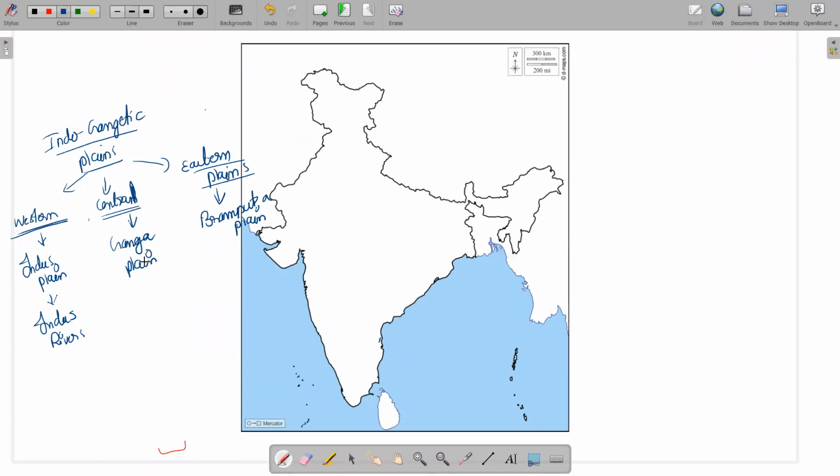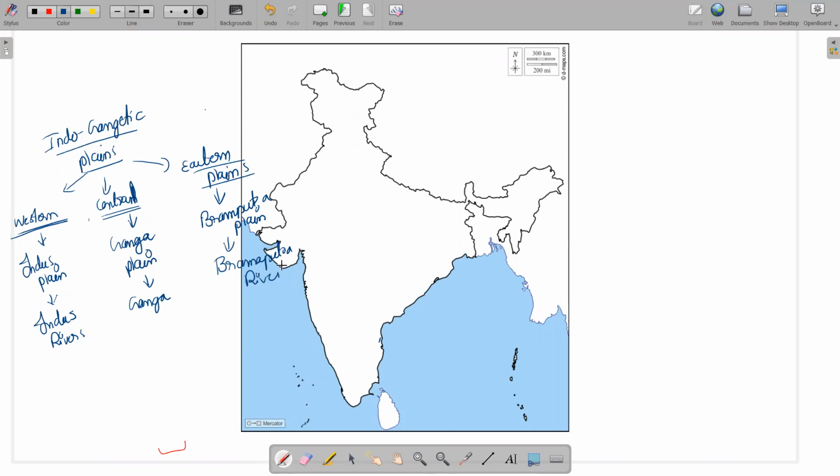Central plain, Ganga plain, whatever river flows through this, the river which flows through this Ganga plain is called the Ganga river. And the Brahmaputra plain, which type of river flows through it? The Brahmaputra river flows through this plain.